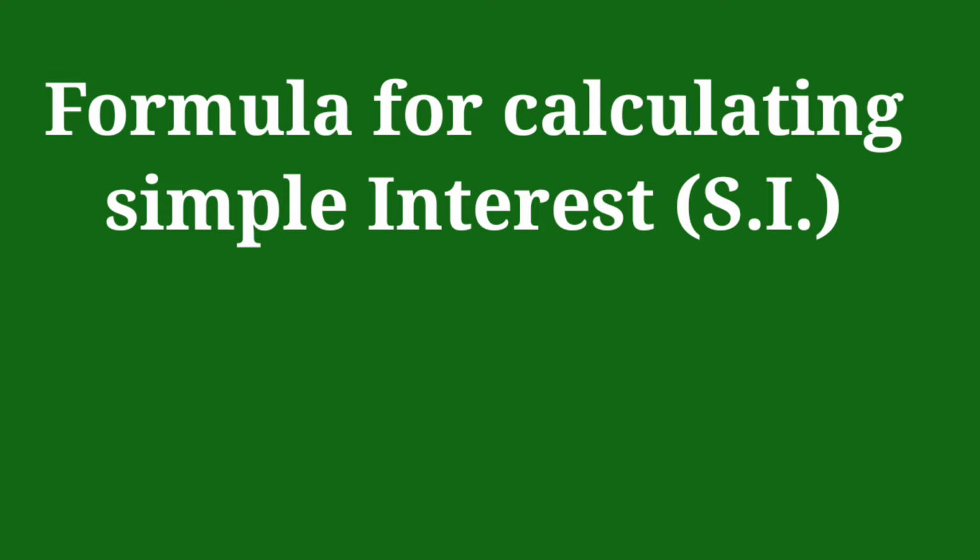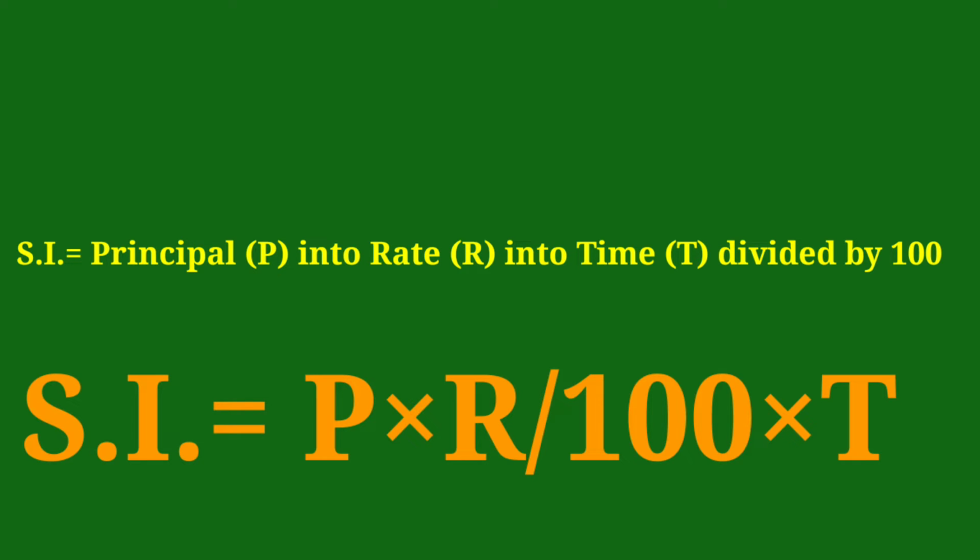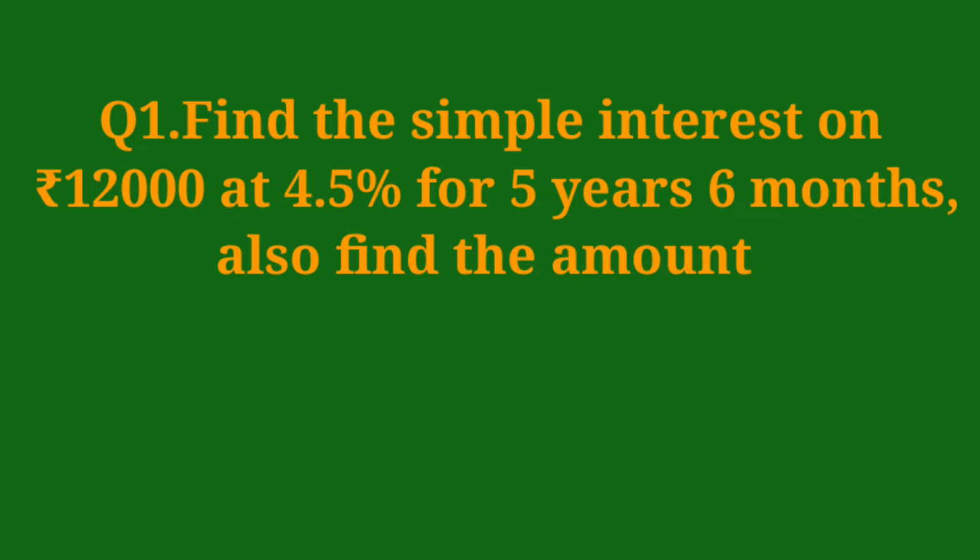Formula for calculating simple interest, SI. SI equals principal into rate into time divided by 100. This 100 divided by comes from the rate percent. Remember it. In short, we can say SI equals P into R into T by 100.